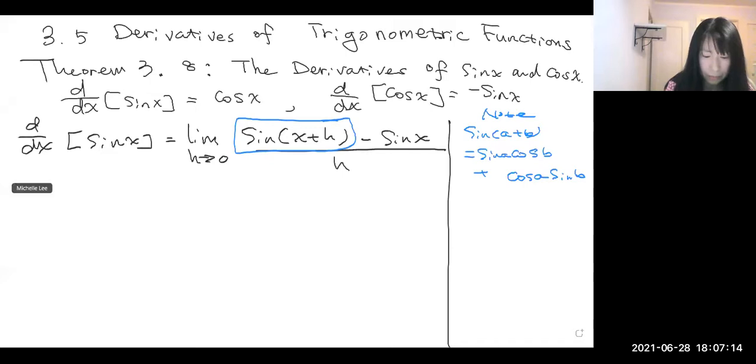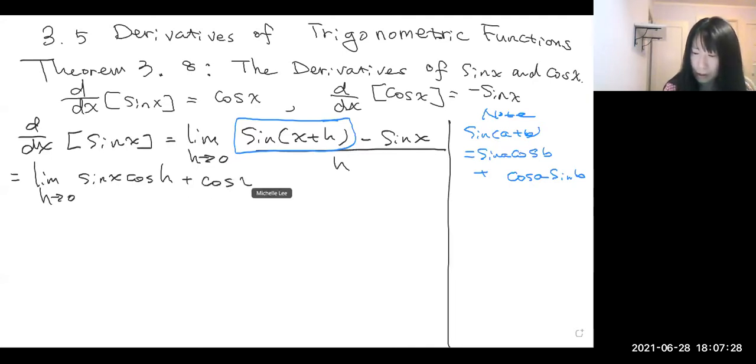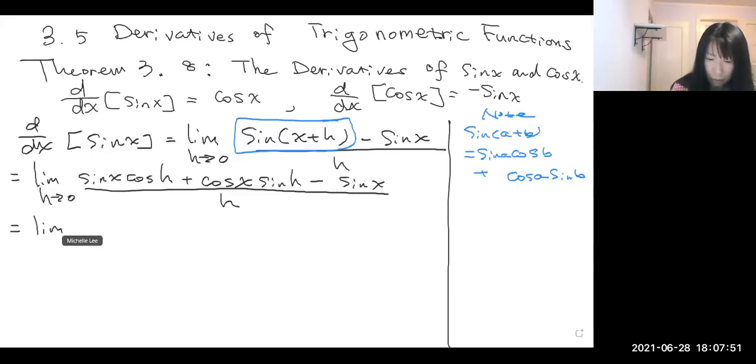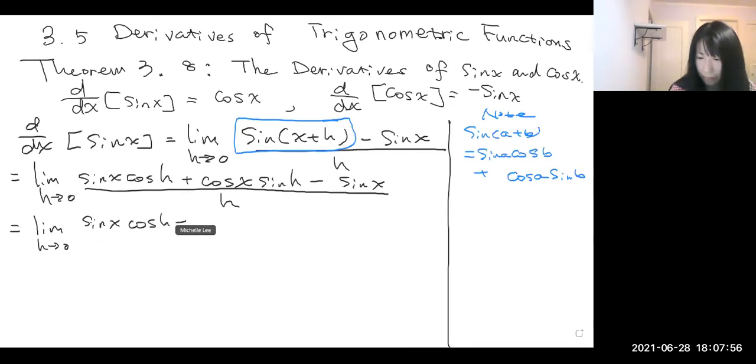So that is sine x cosine h plus cosine x sine h, and negative sine x, over h. Now we're going to switch the last term with the second term. So negative sine x and plus cosine x sine h, over h, right?